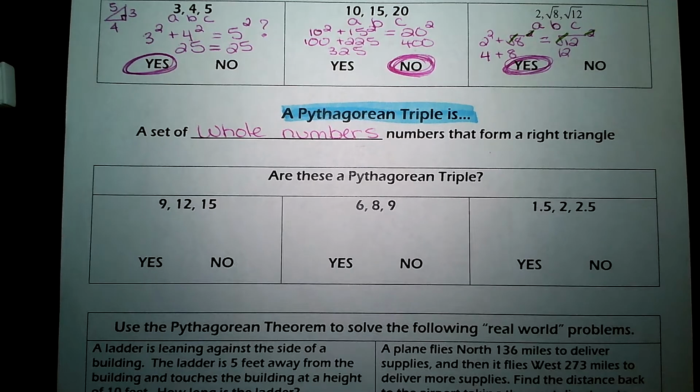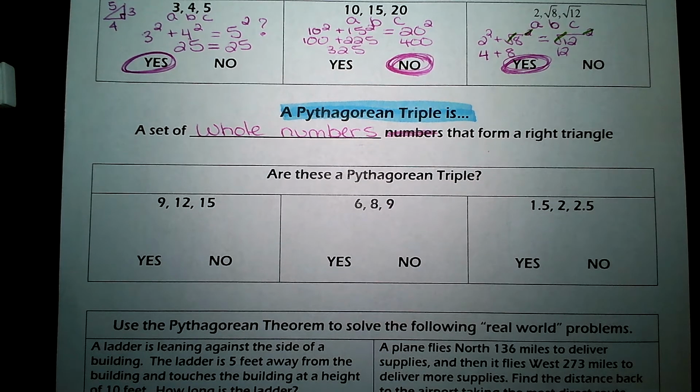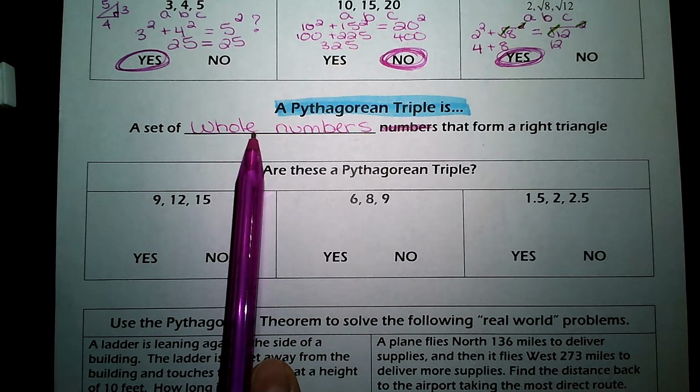A set of whole numbers that form a right triangle. So that means no decimals, no fractions. They have to be whole numbers. So let's check out our first example. Let's make sure it fits into this categorization first.